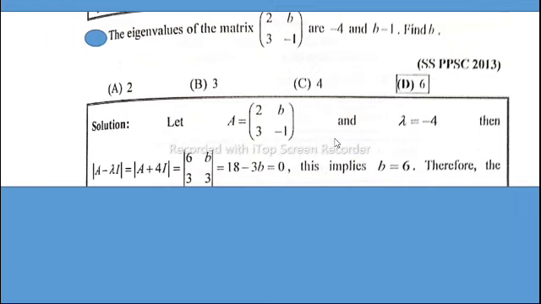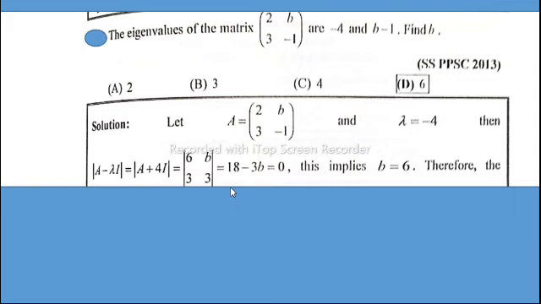So the eigenvalue formula is A minus lambda I. So lambda is equal to -4. So A minus (-4)I, that is A plus 4I. So the determinant of A plus 4I is equal to: 2 plus 4 is equal to 6, b plus 0 is equal to b, next 3 plus 0 is equal to 3, and -1 plus 4 is equal to 3.